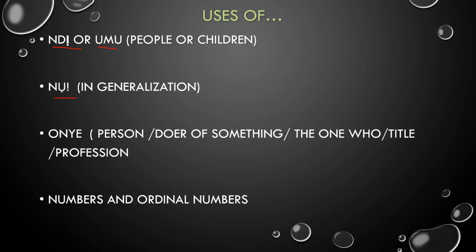Also, when we are addressing a crowd of people or a group of people, we use no. We use onye when we are addressing a particular title or a particular sect or group. They might seem confusing, but when we start our examples, you will be able to understand properly. We also use numbers and ordinal numbers to show the plurality of a noun.